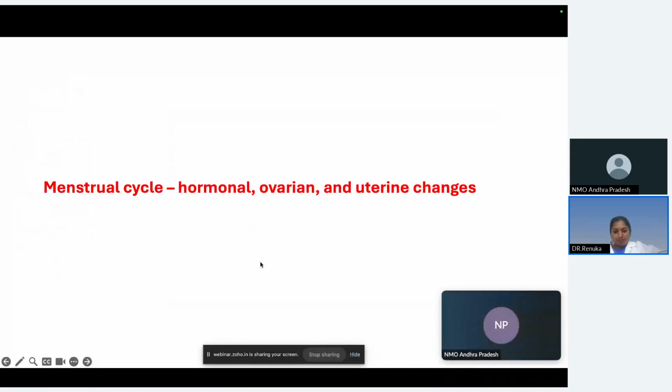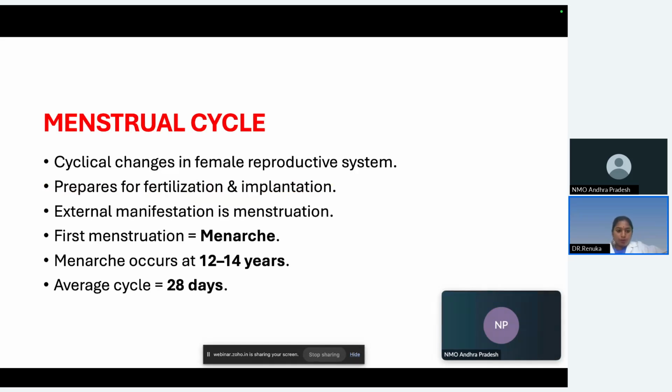Menstrual cycle. We will see the hormonal, ovarian, and uterine changes of the menstrual cycle. First, to begin with, the cyclical changes occurring in the female reproductive system. Why is the menstrual cycle happening? To prepare the female reproductive system, the uterus, for fertilization and implantation. The external manifestation, or the final outcome, is menstruation.